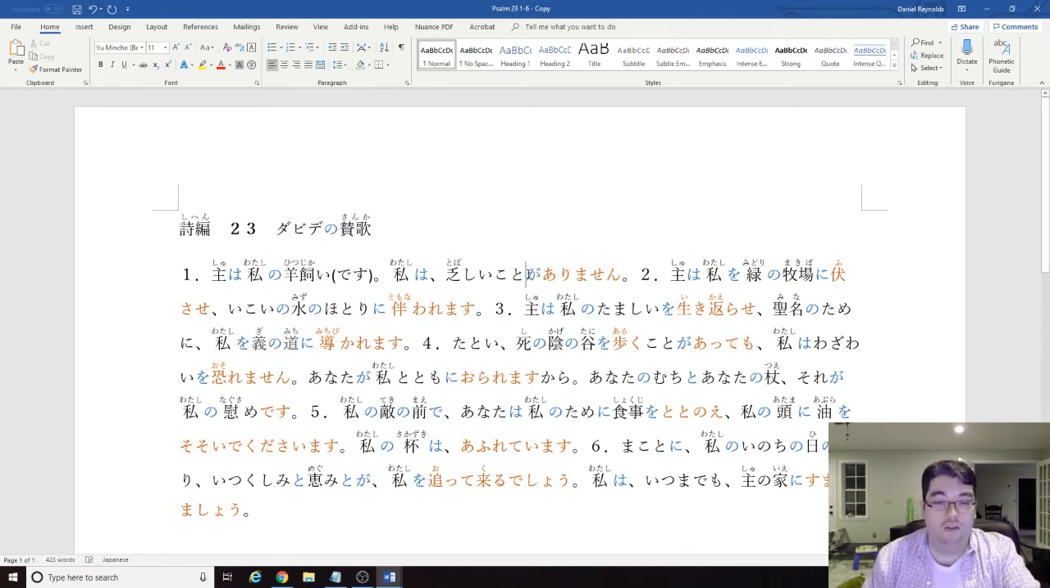So again, this would be toboshi koto, which would be lacking thing. And this tells where it is in the sentence: that this is not the subject, but this is important. This is the indirect object. Ga arimasen. So there isn't.